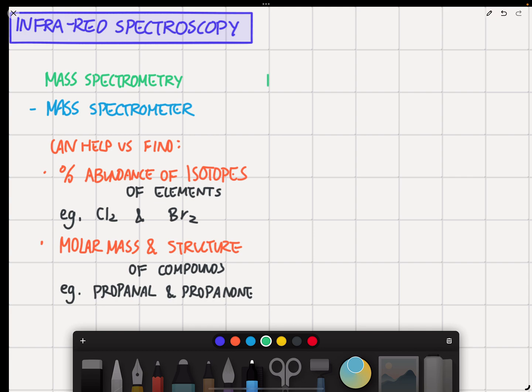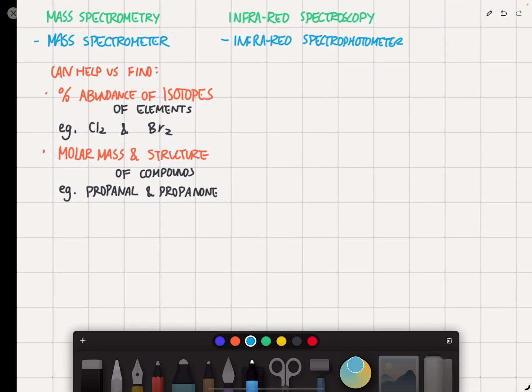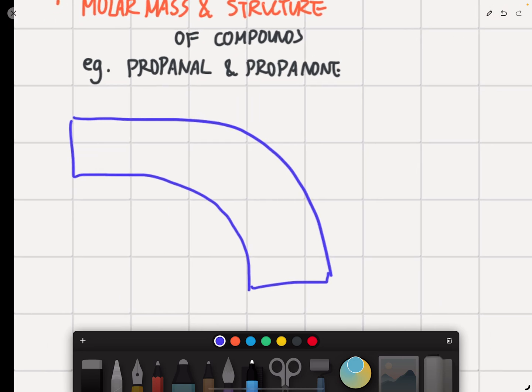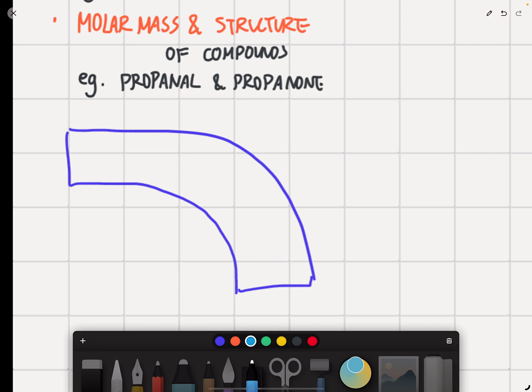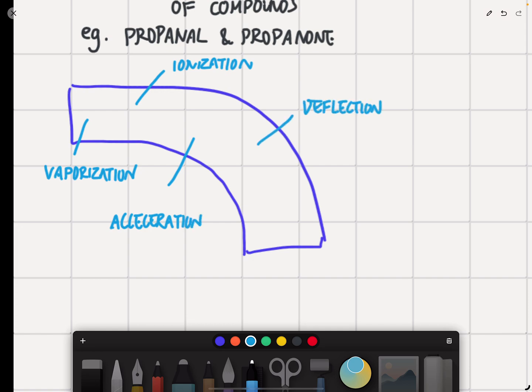So in this chapter, we look at infrared spectroscopy, which is studied using another equipment, and that is the infrared spectrophotometer. We learned about the detailed workings of the mass spectrometer, and we learned that it looks kind of like this, like a bent rod of some sort, and there are many different processes that happen in many different parts of this equipment. So we have vaporization, ionization, then acceleration, and then deflection, and of course near the very end, we have the detection.